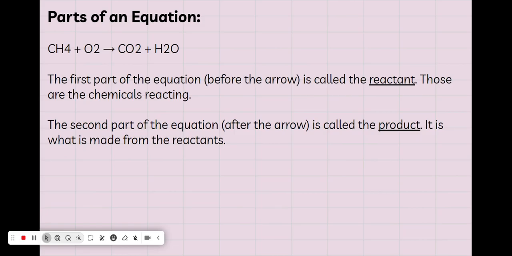So let's start off with the parts of an equation. In the equation above, we have CH4 plus O2, and that gets transferred into CO2 plus H2O. The first part of this equation, shown before the arrow, all of that right here, is called a reactant. Those are the chemicals that are actually reacting. And then the second part of the equation, which is after the arrow, is called the product. It is what is being formed from the reactants.